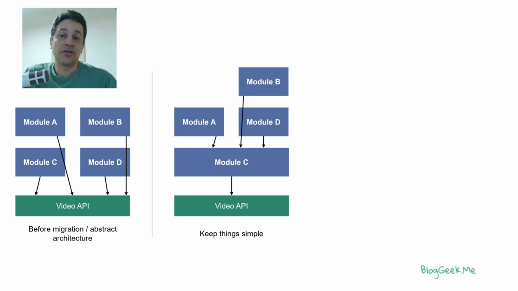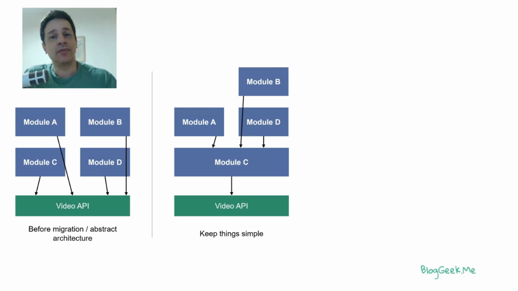This is an approach that I usually suggest starting with even. So if you are going to use a video API from an external vendor, try to keep the modules or the source code files that interact with the video API to the bare minimum. If you can limit that to one, like module C here, that would be the best approach. Don't overthink it, don't over-architect it, just make sure that the access is done from a specific place only. This will make maintaining it a lot easier.